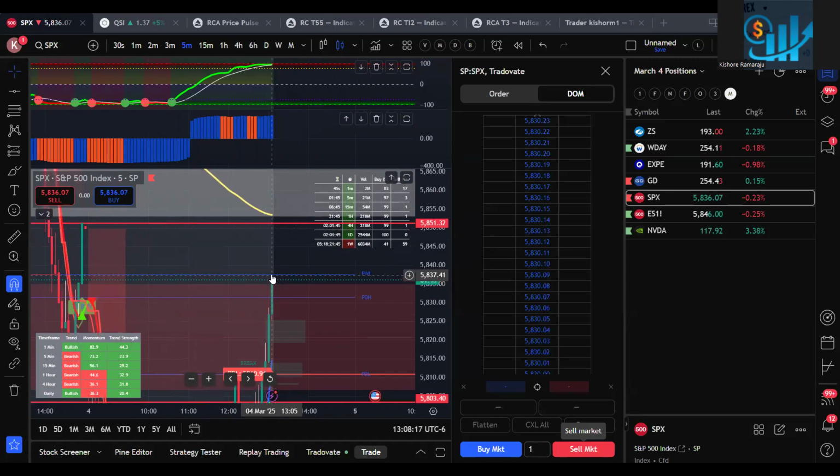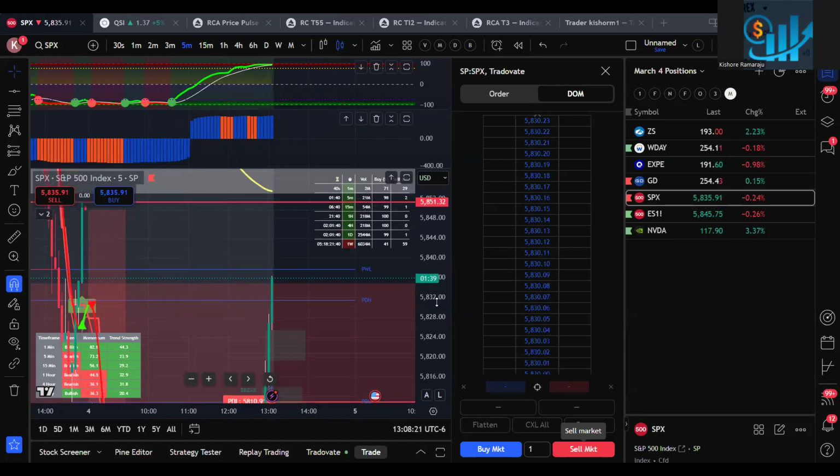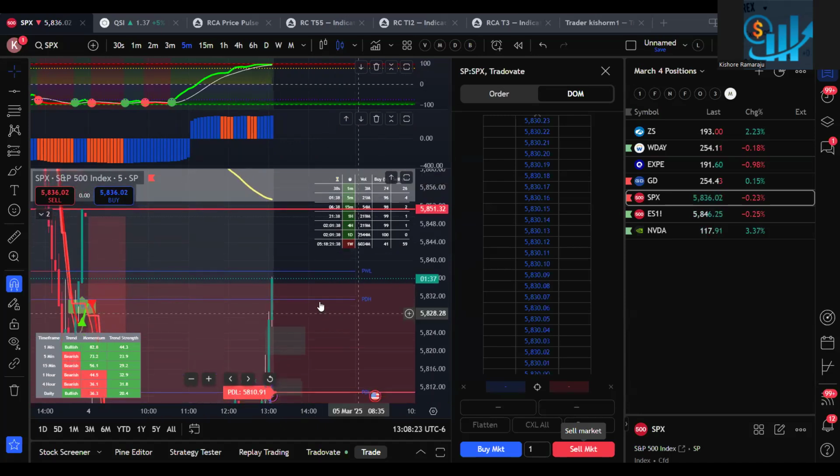If it breaks this candle, then 58.50 is the next target. It broke the previous day high. Now it is trying to break the previous week low. If these two things are broken, then it will go all the way to this 58.51.